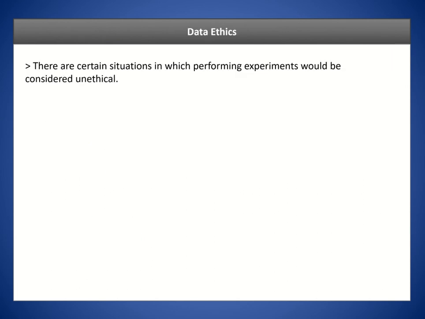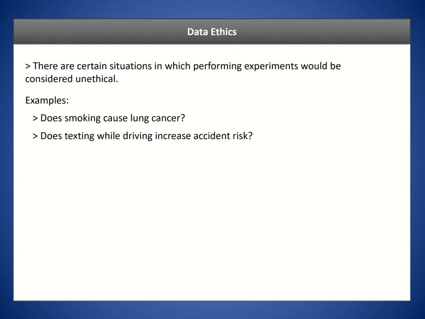Okay, so let's take a look at the ethics of data collection. There are certain situations in which performing experiments would actually be considered unethical, and this is sort of a limitation in a study. If we want to study certain topics, like for example the idea that smoking, which we now know causes lung cancer, was not evident earlier because we could not run experiments on people. We can't just randomly assign people into groups of smoking versus non-smoking due to ethical issues, right? An example of this would be texting while driving. Will that increase the accident risk?